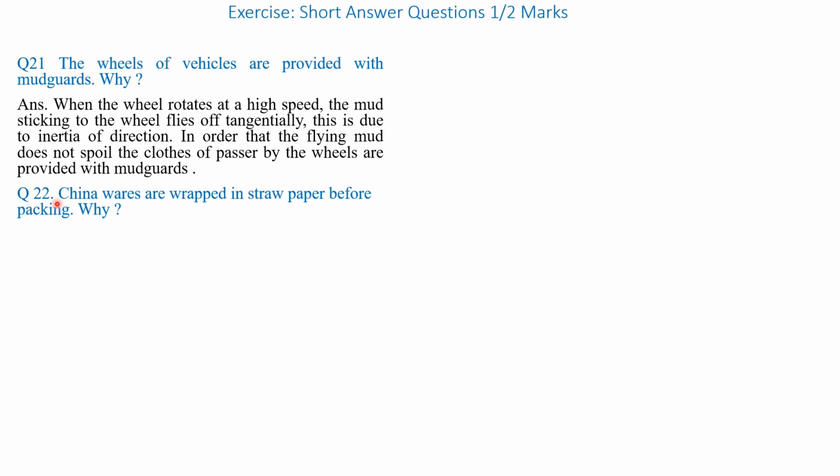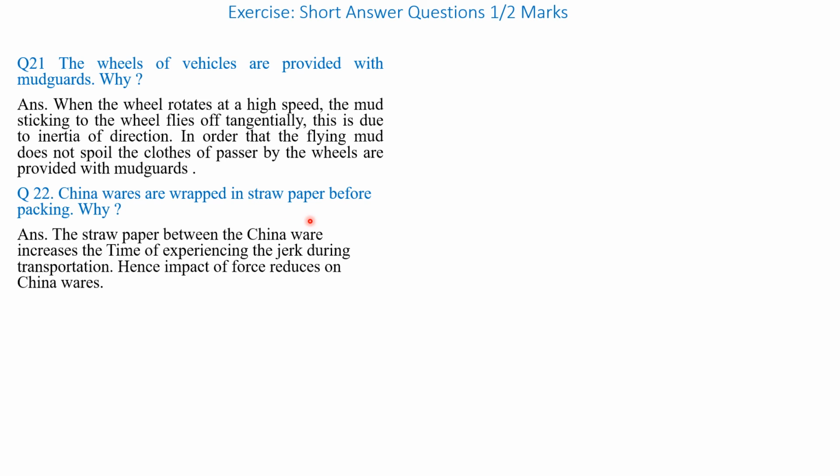Question 22. China wares are wrapped in straw paper before packing. Why? The straw paper between the China ware increases the time of experiencing the jerk during transportation. Hence, impact of force reduces on the China ware. Question 23. Why is it difficult to walk on sand? Answer is because of less reaction force.